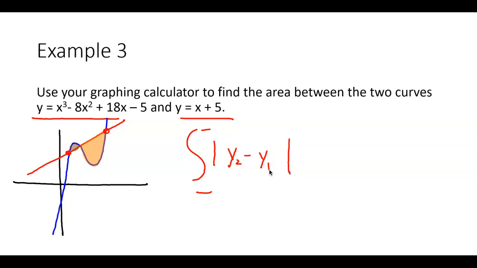And I'll be able to get the whole thing, the brown plus the orange area combined. So let's find those intersection points. Do second, calc, and intersect. So 1 and 5.